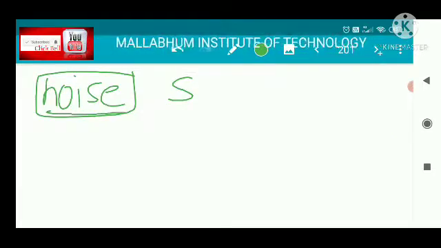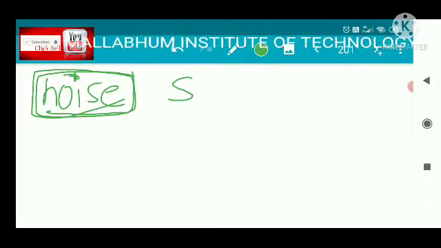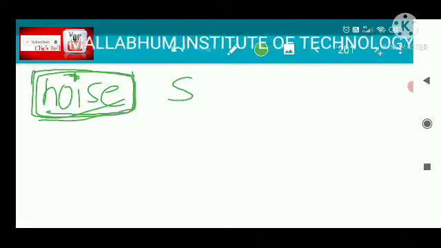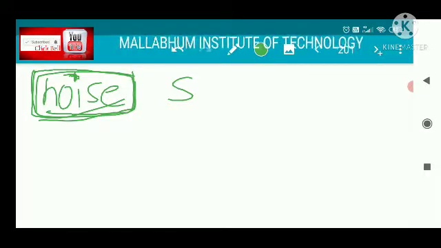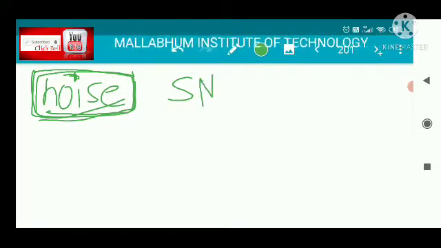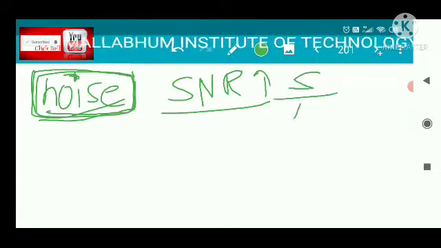Noise is an example of the common mode signal, which must be eliminated but cannot be eliminated completely in the case of the practical operational amplifier. Now in the case of any amplifier, SNR should be high. What do you mean by the SNR? SNR means signal to noise ratio.